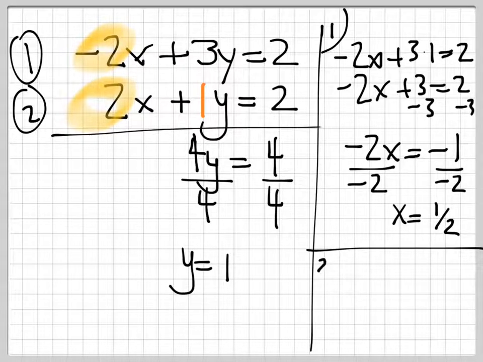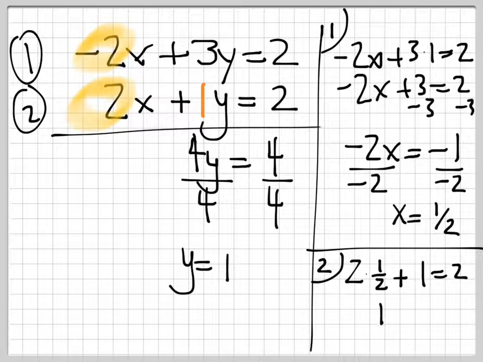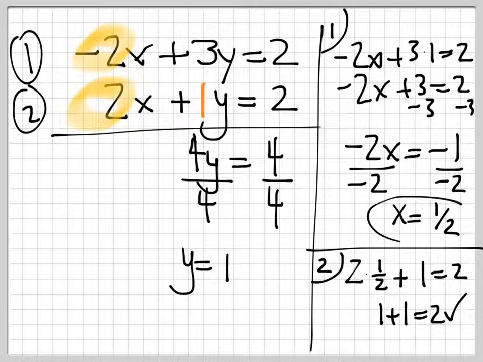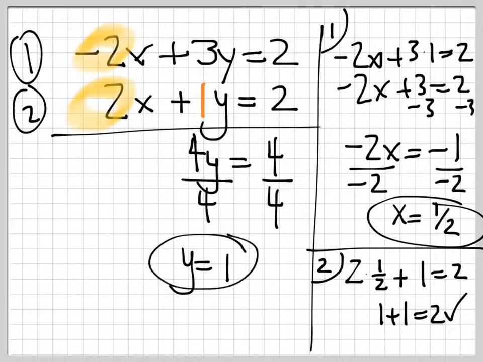And so let's check equation 2. 2 times 1/2 plus y, which is 1, is 2. 2 times a half is 1, so we get 1 plus 1 equals 2, which is true. And so x equals 1/2 works, y equals 1 works, and our answer is 1/2 comma 1.